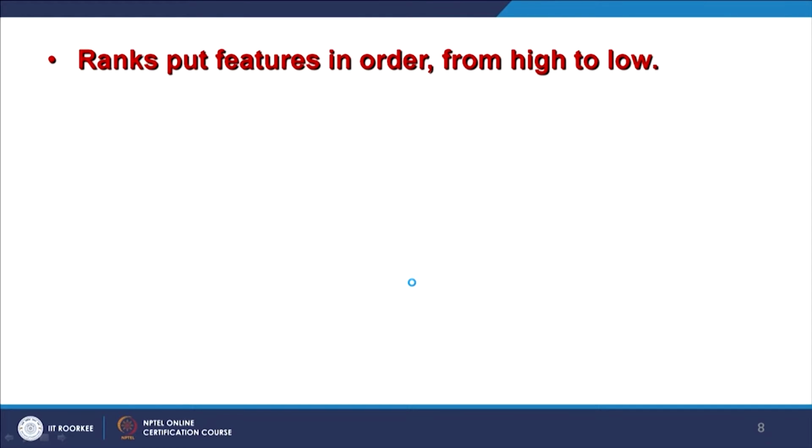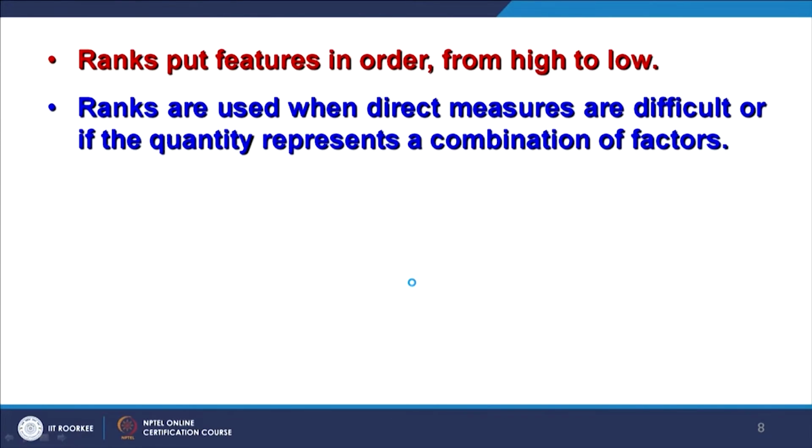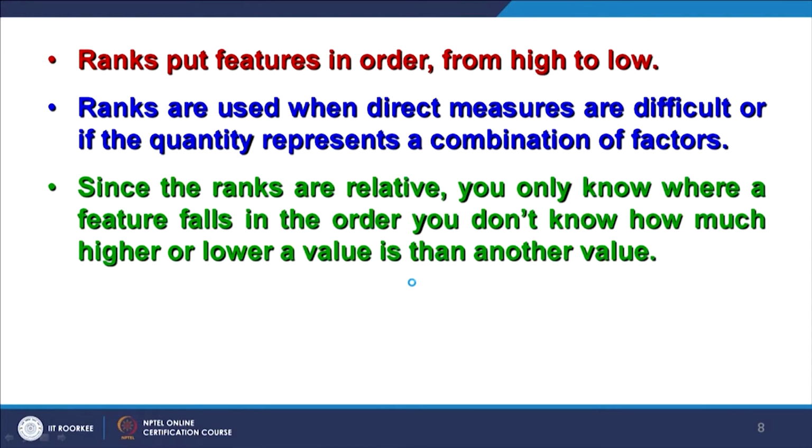Now, these ordinal or ranks put features in order, generally from high to low. Ranks are used when direct measures are difficult, and if the quantity represents a combination of factors, then we use the ranks.